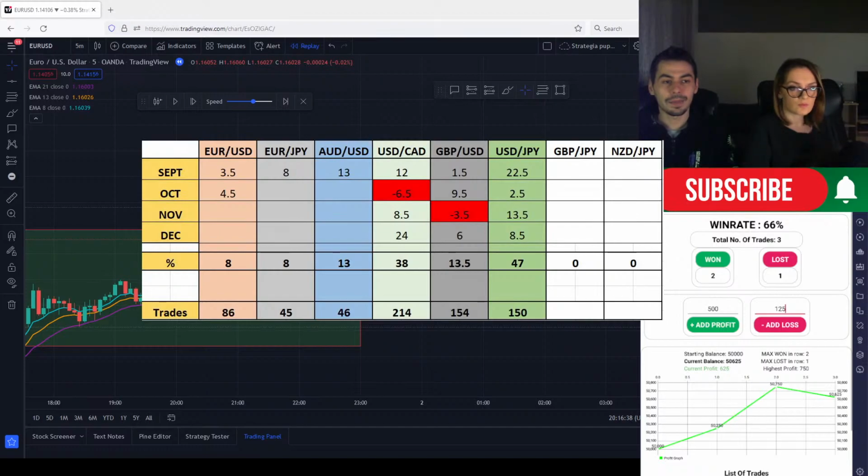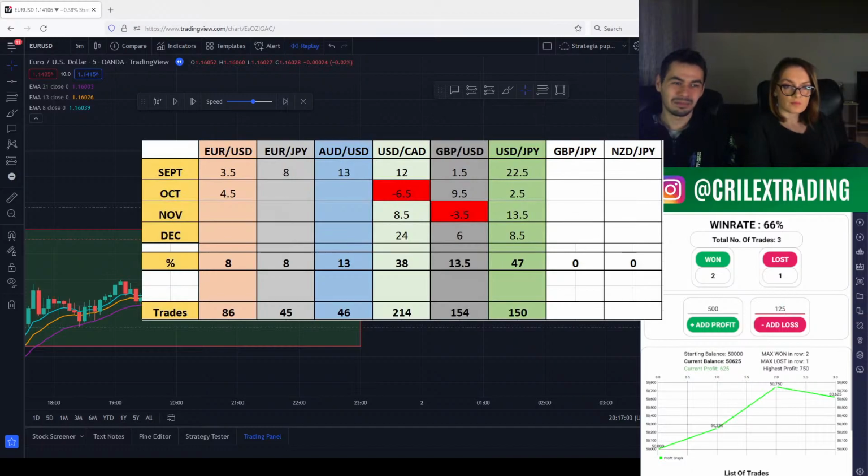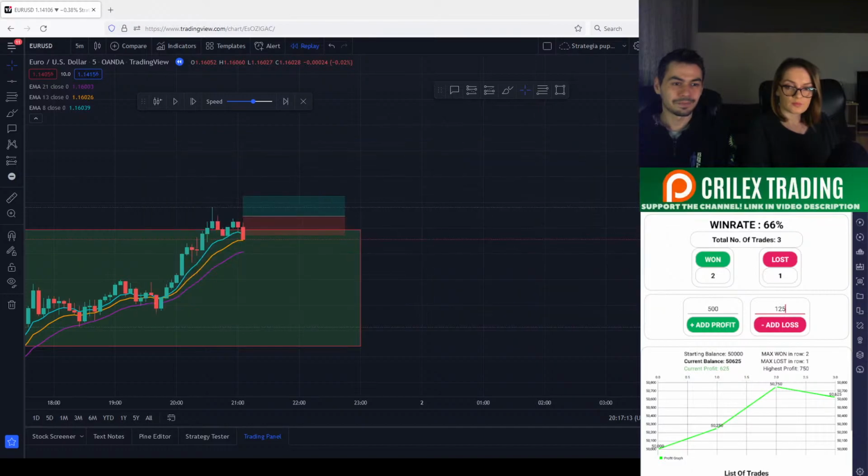So far these are the pairs that we have the highest sample size on: the US CAD, GBP USD, and US dollar JPY. As you can see, US dollar JPY has been the most consistent because it didn't have any overall drawdown months compared to GBP USD and US CAD, which had some drawdowns right here in October and November. So so far the backtesting is halfway through, but so far UJ has been the best. But again, the backtesting will continue.